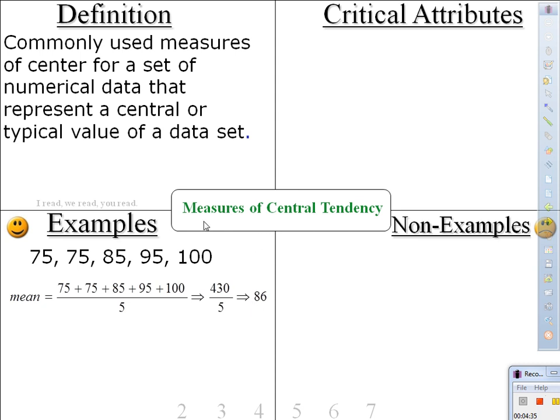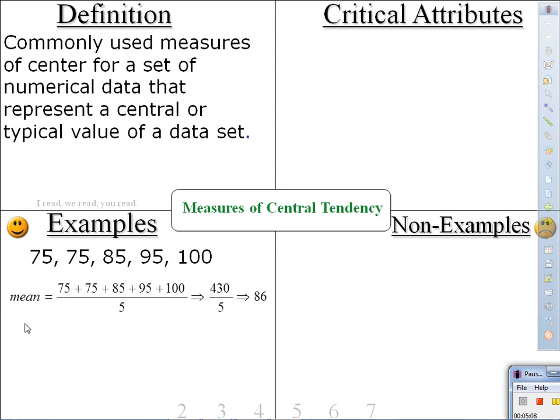That's one of the what? Measures of central tendency. What is it called? The first one is the average or the mean. Everybody understand what I mean? Copy that, please. All right, so that's the first measure of central tendency, the average, also known as the mean.